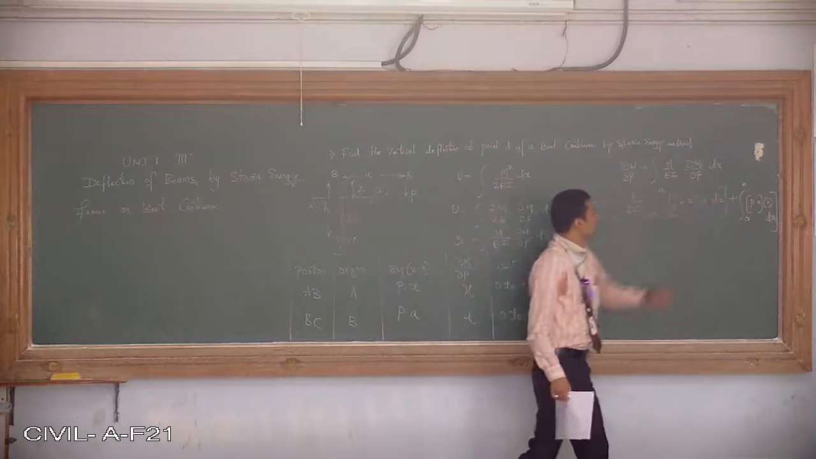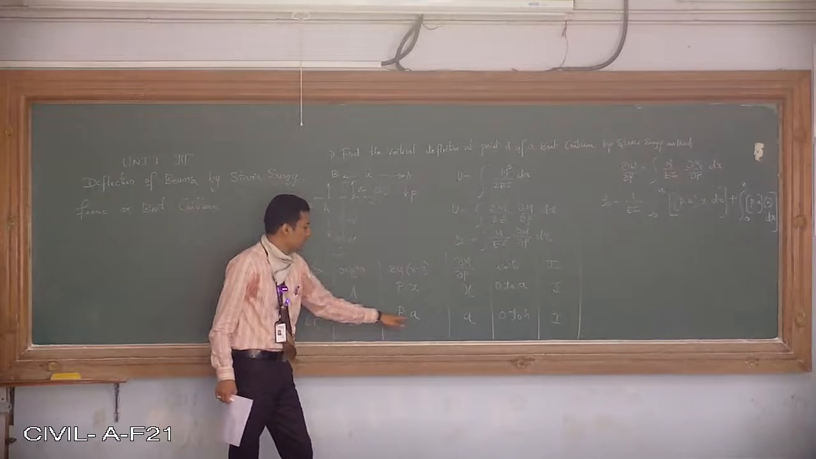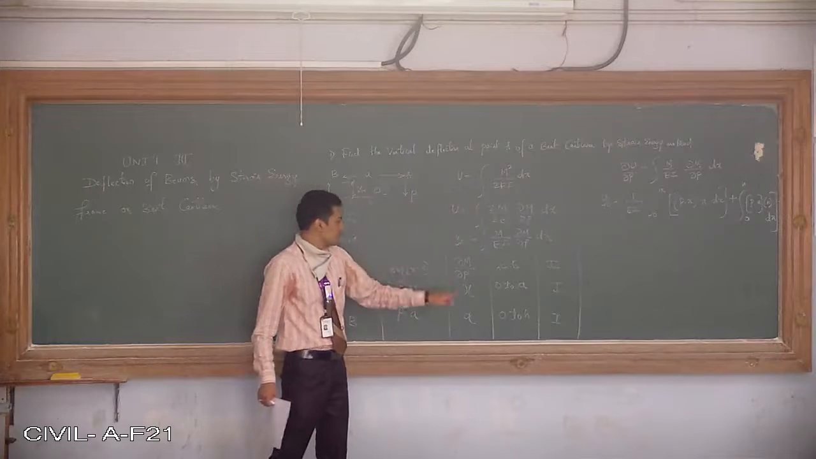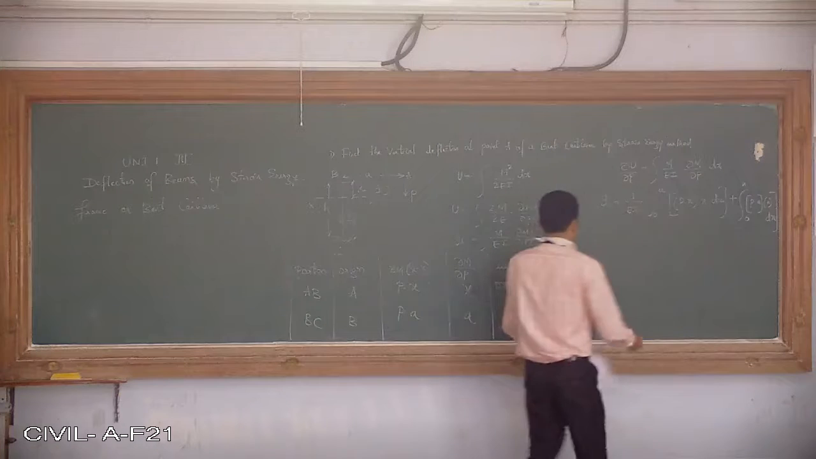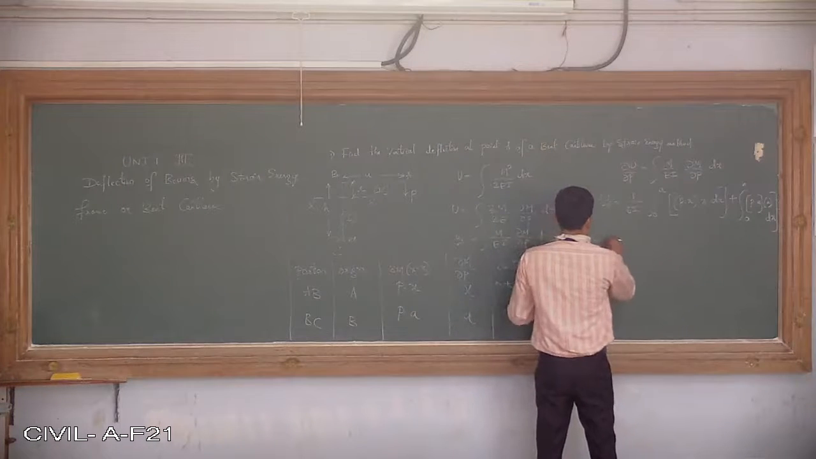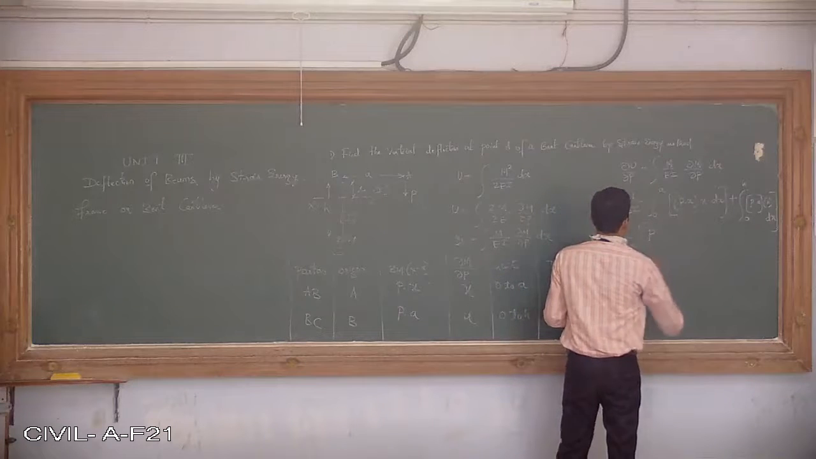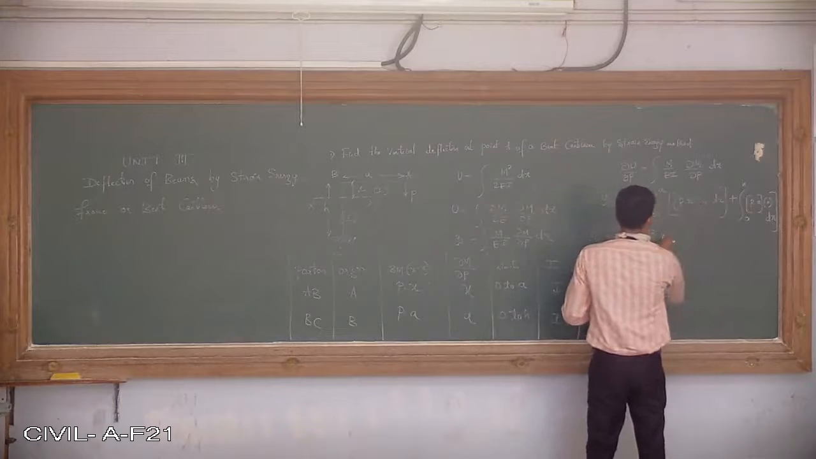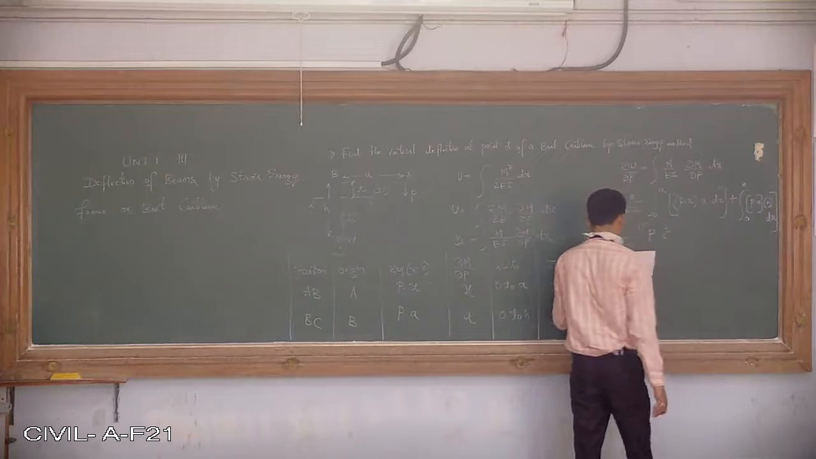Okay, the second term, the integration from 0 to H, right? Moment M by EI is P into a, and differentiation with respect to P is small a. Just solve it, and the vertical deflection YA is equal to 1 by EI in bracket, P x square.